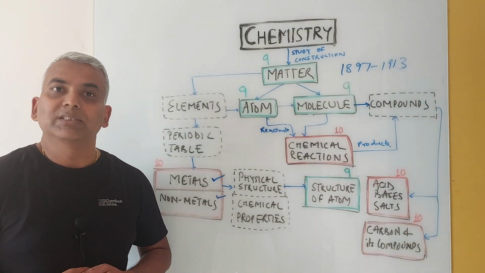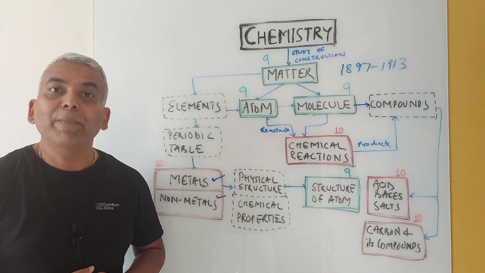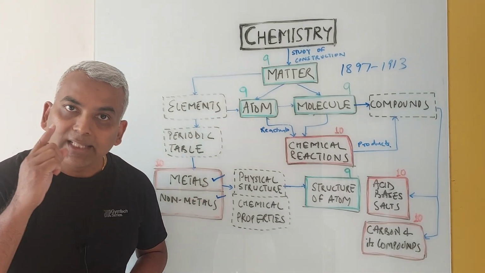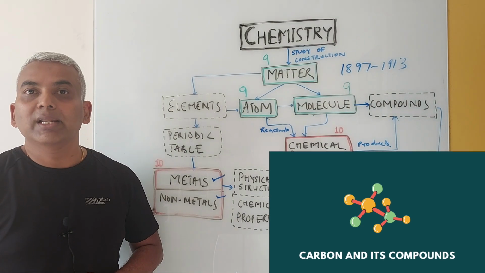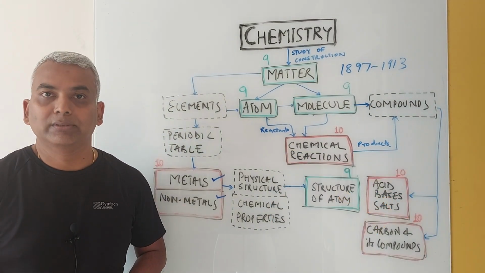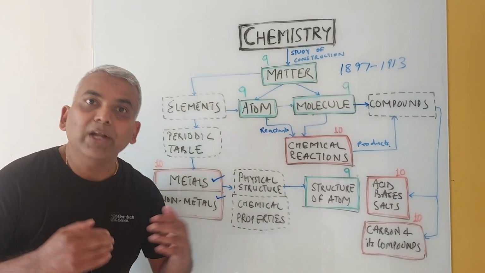From these two examples, we can say that one element that is dominant in living matter, plants and animals, is carbon. And therefore, there is a special branch of chemistry called organic chemistry, which is dedicated to the study of carbon and its compounds. With this, we come to an end of this video.